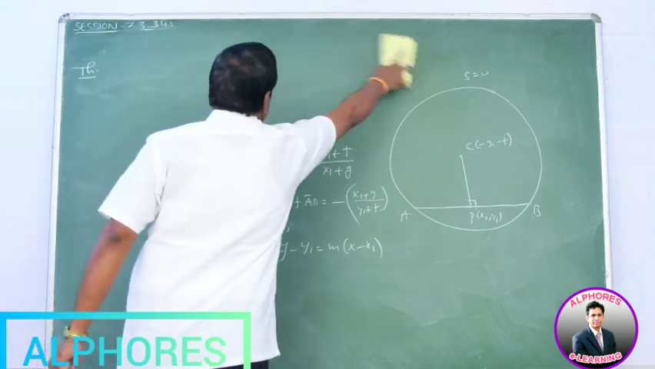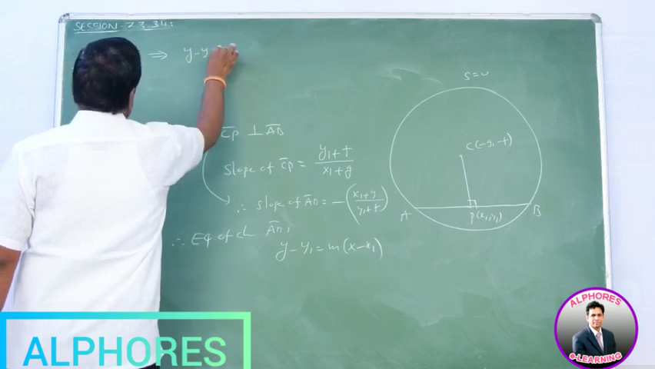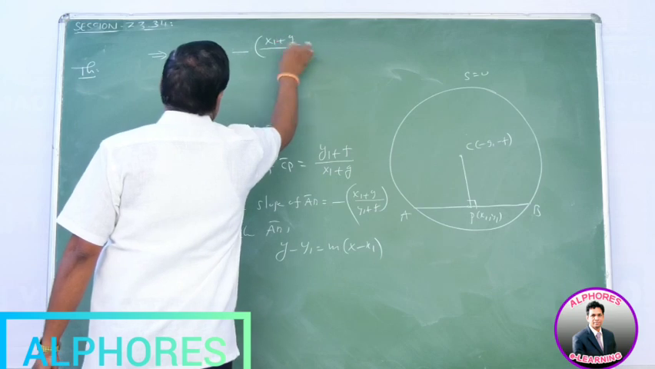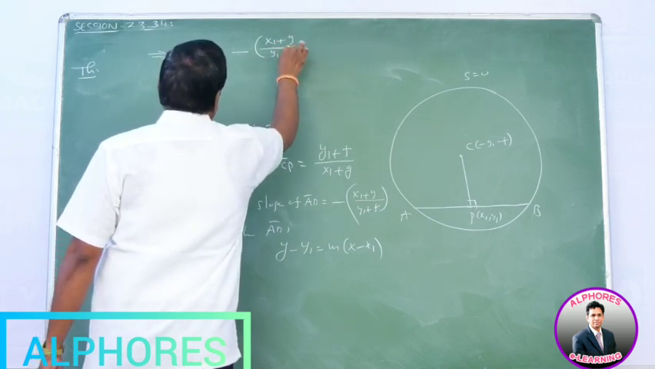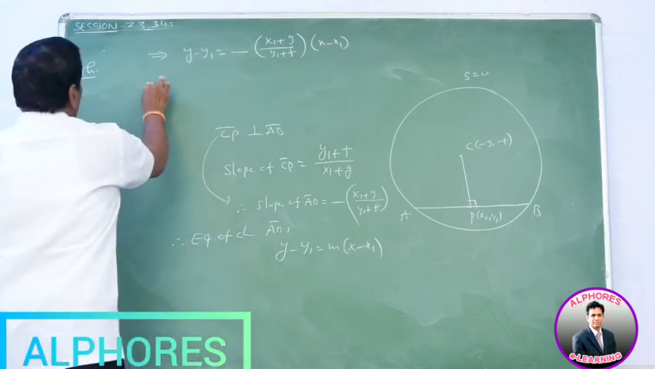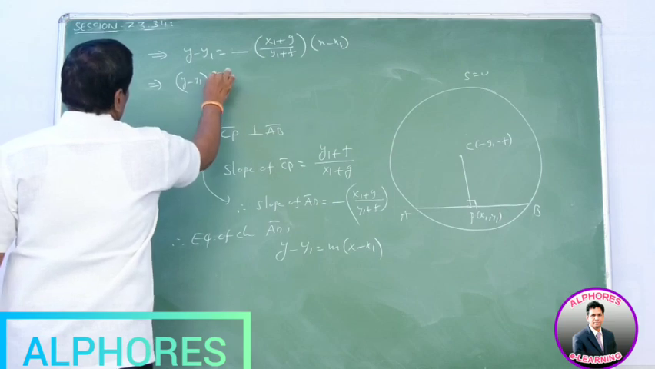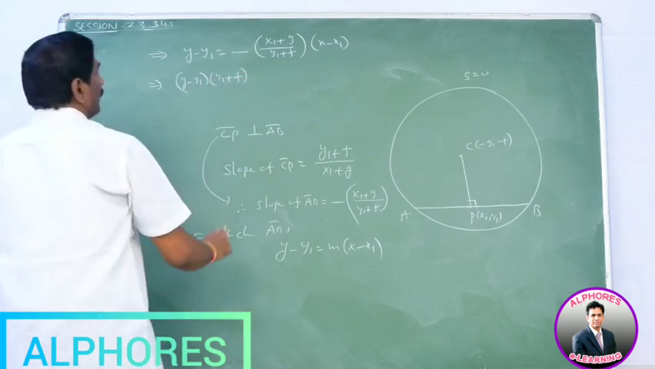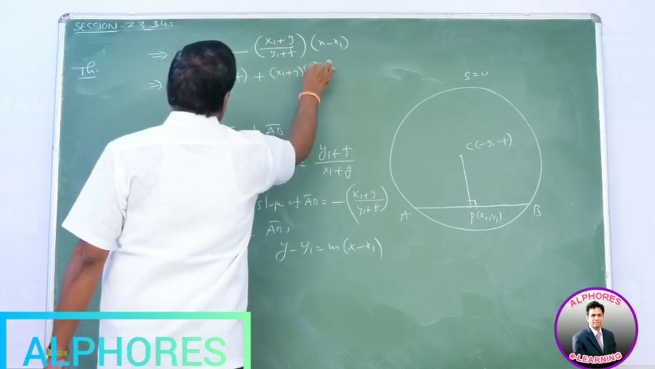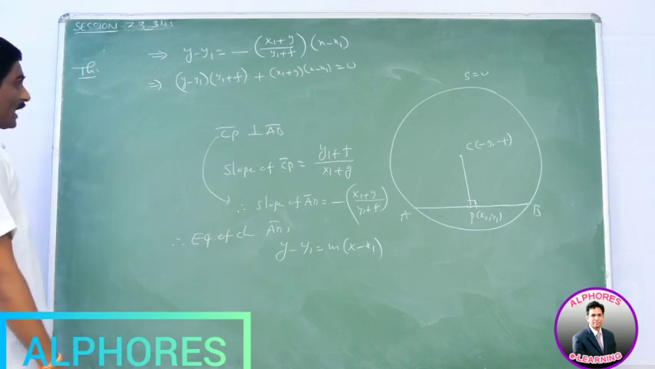That means y minus y1 is equal to m value, minus of (x1 plus g) by (y1 plus f), into x minus x1. After cross multiplication we get (y minus y1) into (y1 plus f) is equal to minus of this value. That means plus (x1 plus g) into (x minus x1) is equal to 0. Simplify this value. Okay, please note these points.